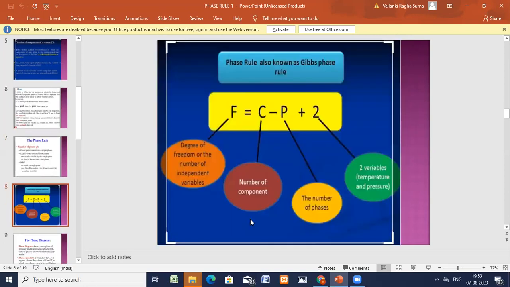Now, what is the Gibbs phase rule? F is equal to C minus P plus 2. F is the degrees of freedom, C is the number of components, P is the number of phases, and the 2 stands for the 2 variables, temperature and pressure. So F is equal to C minus P plus 2. This is for a one component system. This will change accordingly for the reduced system, where it will be plus 1.